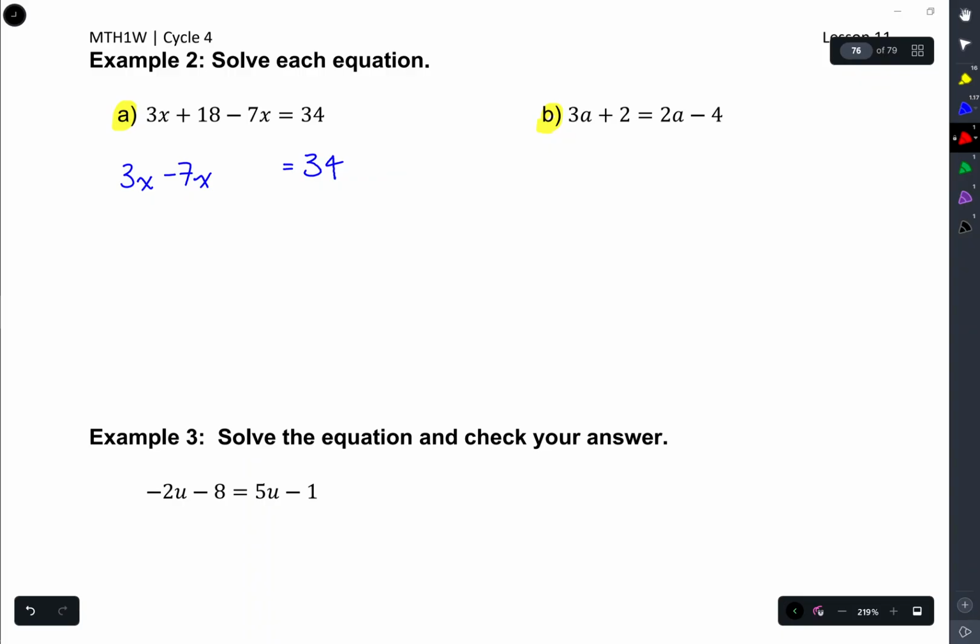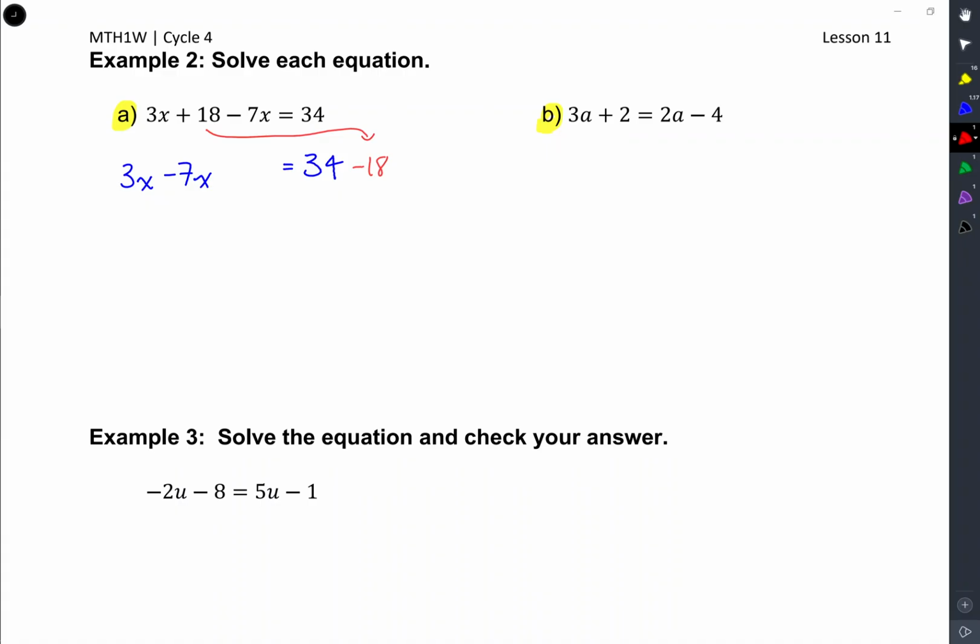And maybe one thing I can do right now, right away, is move over this 18. So I really need to subtract 18 from both sides. And that looks like 34 minus 18. That sort of sounds like 34 minus 20, which is like 14. But let's double check with the calculator. 34 minus 18, 16. Looks good.